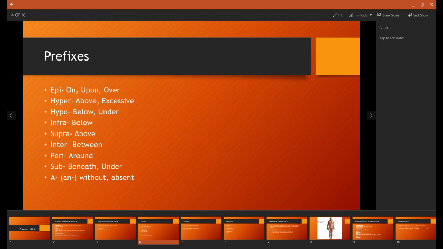And then we'll see a or an, which means without or absent. And so when you get to skin, you'll learn the epidermis, which is the outermost layer of the skin, is avascular. So that a is telling you it does not have vasculature, which means it doesn't have any blood vessels.